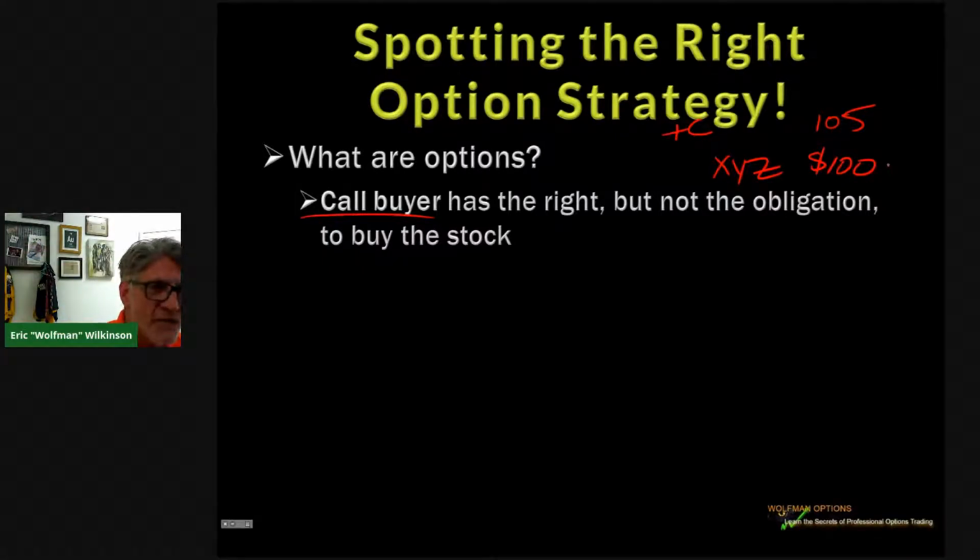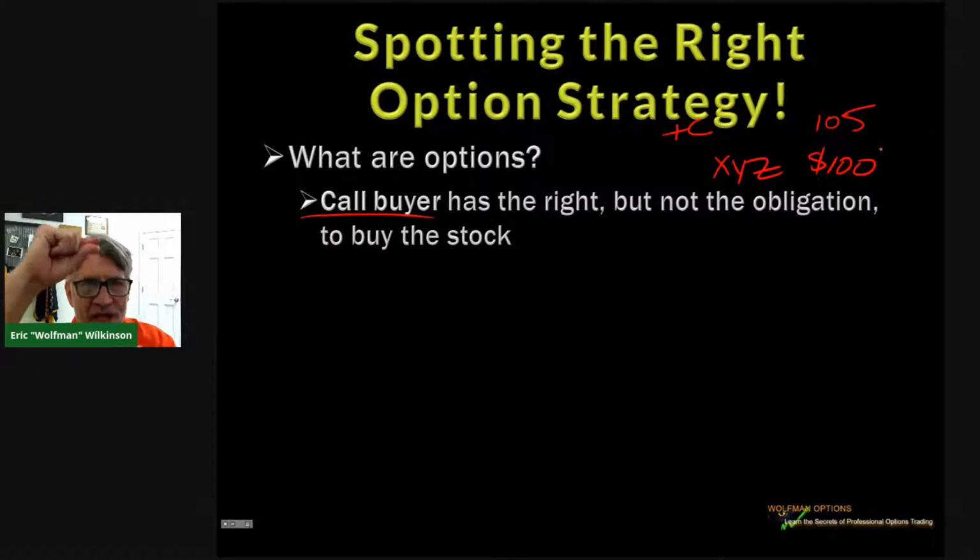But if XYZ rallied and shot up to 195, now XYZ is trading 195. I got a little aggressive there. So it's trading 195, right? That means I can buy at 105, right? Now, do I want to buy the underlying at 105 when it's trading 195? Absolutely. There's an immense value in that, right? So when calls go in the money and I have the right to buy lower than where the underlying is trading, there's value in that. And as a matter of fact, those calls have to reflect that value.